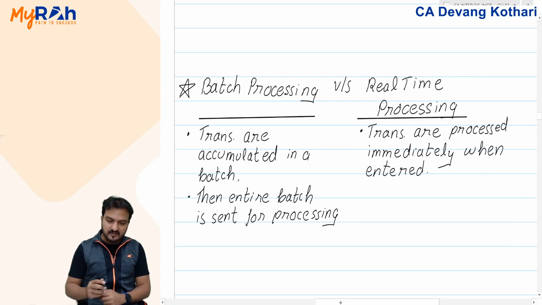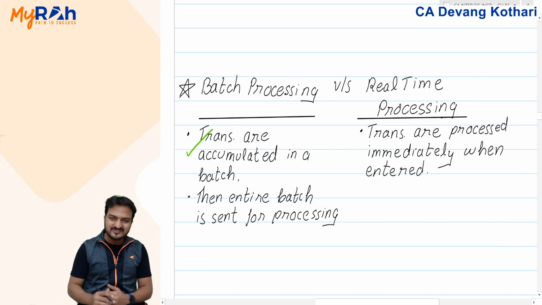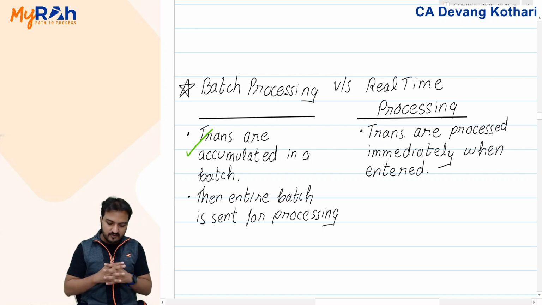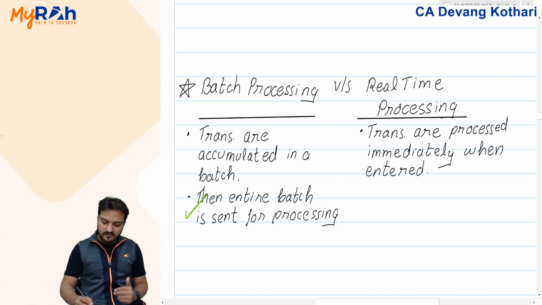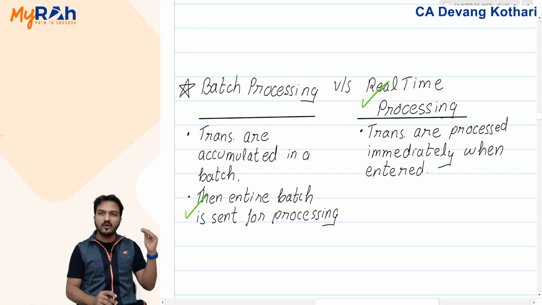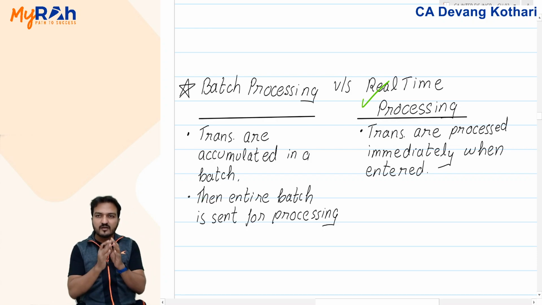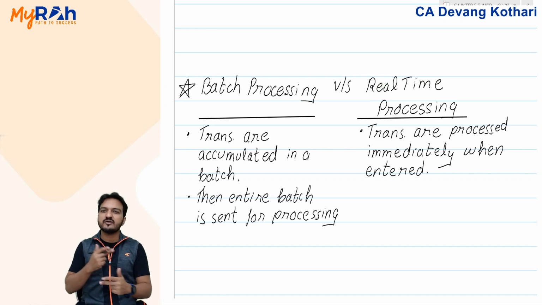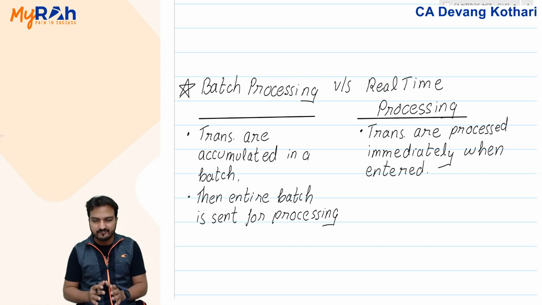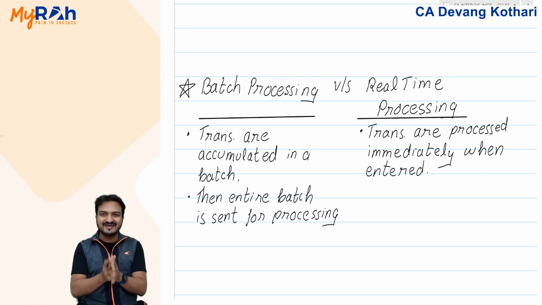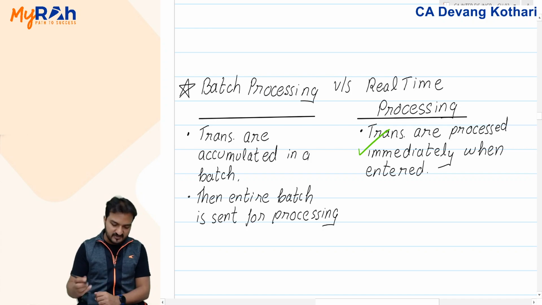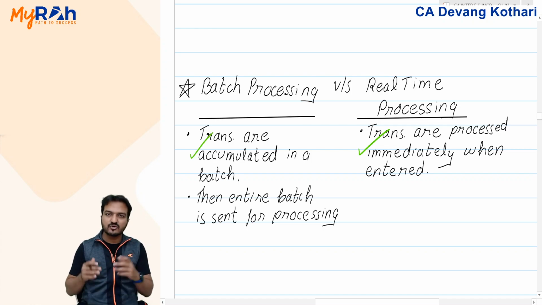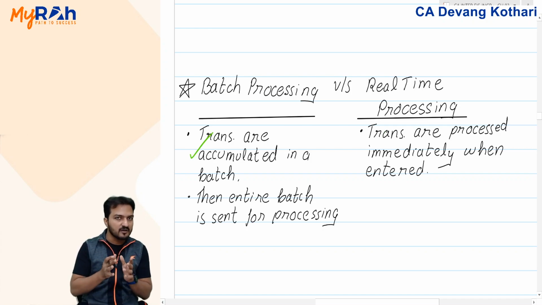Batch processing is the type of processing where transactions are accumulated in a batch, then the entire batch is sent together for processing. While real-time processing means that whatever transactions are entered are immediately processed as and when they are entered. As soon as the transaction is entered, it is immediately processed. That becomes your real-time processing. So in batch processing, transactions are accumulated in a batch.